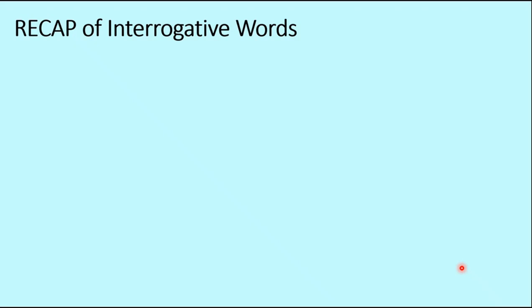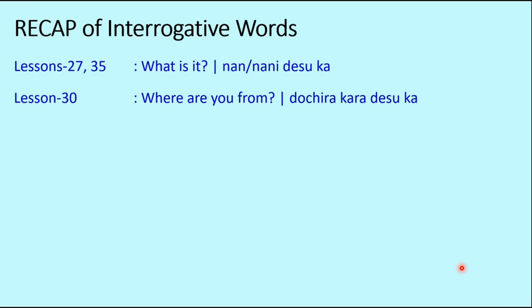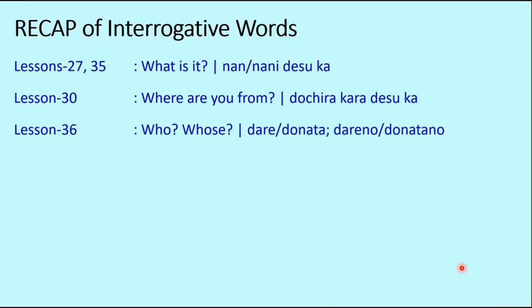Friends, we have done several interrogative words in our previous lessons. So why not take a quick recap of all those words that we have done so far. In lessons 27 and 35, we discussed "what" kind of questions, that is nan desu ka, nani desu ka. In lesson 30, we discussed "where are you from", dochira kara desu ka. Lesson 36, "who" and "whose" questions, dare, donata, dare no, donata no.